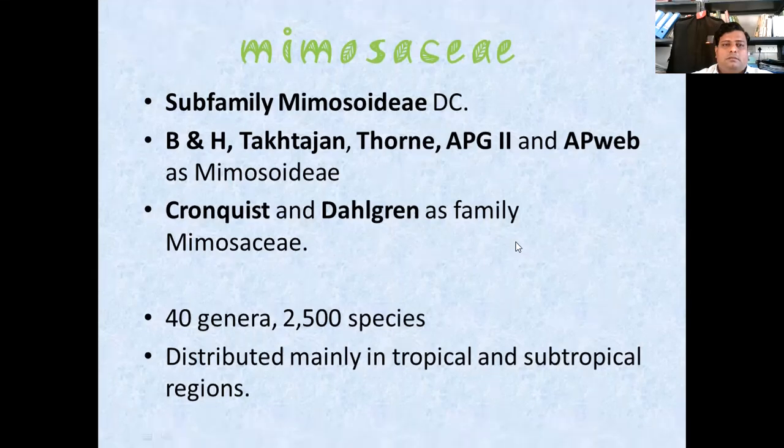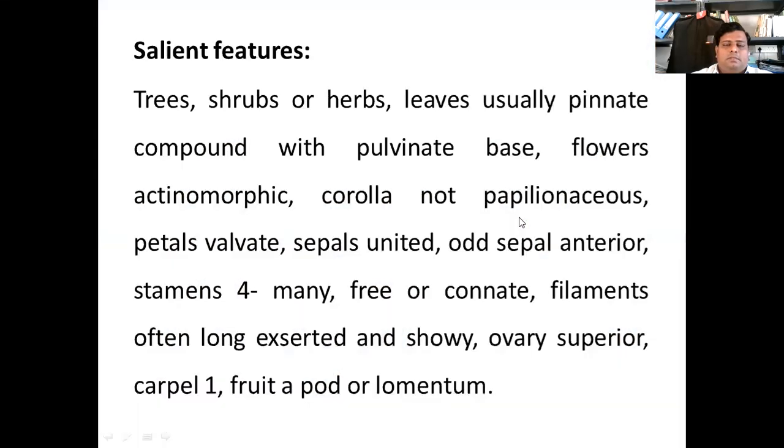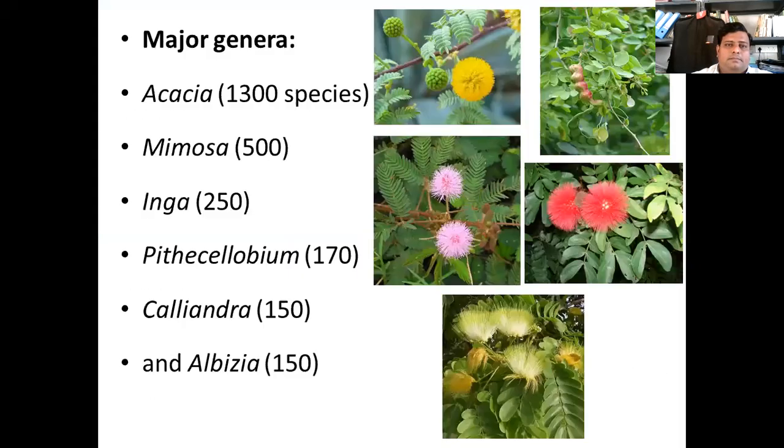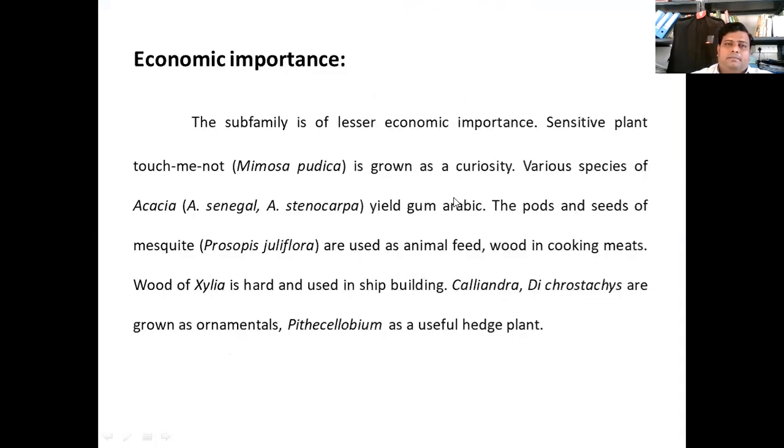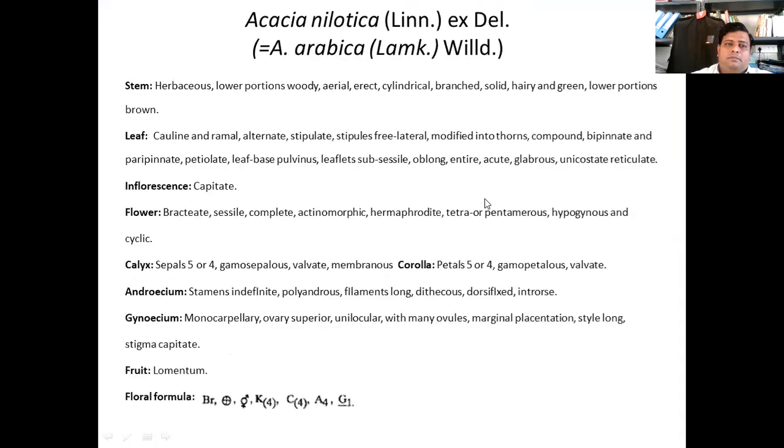So you can see here, these are the salient features that we already discussed. Major genera, this is the Acacia plant. This is Pithecellobium dulce, Vilayati chinch. Its botanical name is Pithecellobium dulce. Its family is Mimosaceae. This is the touch-me-not plant. This is the Calliandra, and this is Albizia lebbeck flowers. Here is the description that we already discussed of this family, and economic importance.